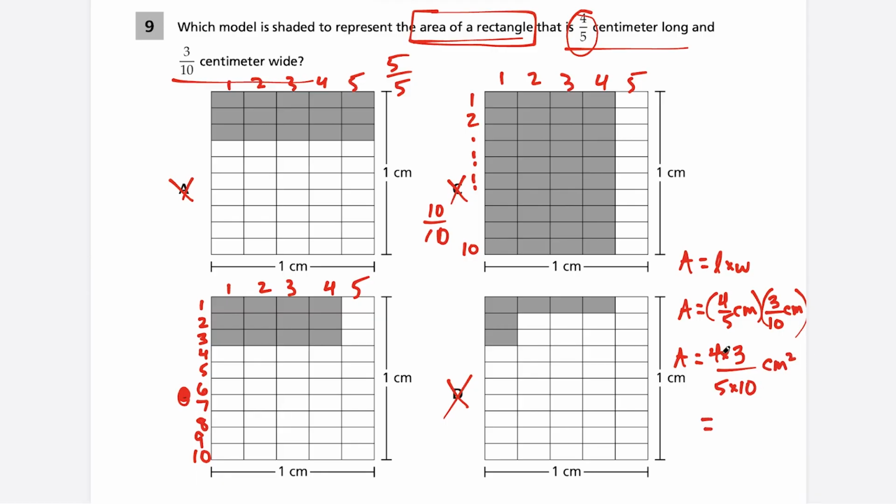And now if we work this out, this would make 12 over 50. And notice what we have here. There's 1, 2, 3, 4, and then I can just keep counting up to 12. There are 12 boxes shaded, and let me just make this a little bit neater. So 12 out of 50. There are 12 boxes shaded out of 50 total. Okay, so this is really supporting here that choice B is definitely our answer.